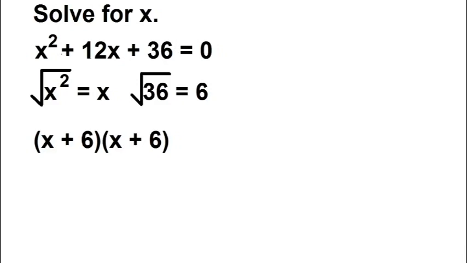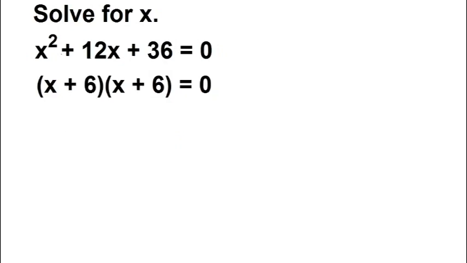Just find the square root of x squared and the square root of 36. The square root of x squared is x and the square root of 36 is 6. The factors are x plus 6 and x plus 6. Since the factor is repeated, just set x plus 6 equals 0. Using the subtraction property of equality, x is equal to negative 6.